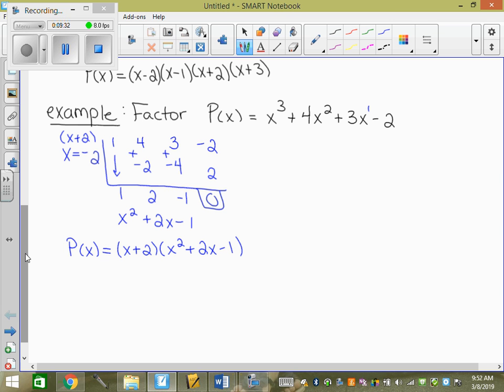So if I said factor, this should bring you joy. If I said solve, this is not going to bring you joy because you have to use the quadratic formula. Yeah, that's when joy doesn't come back. Okay, so factor, we're done.